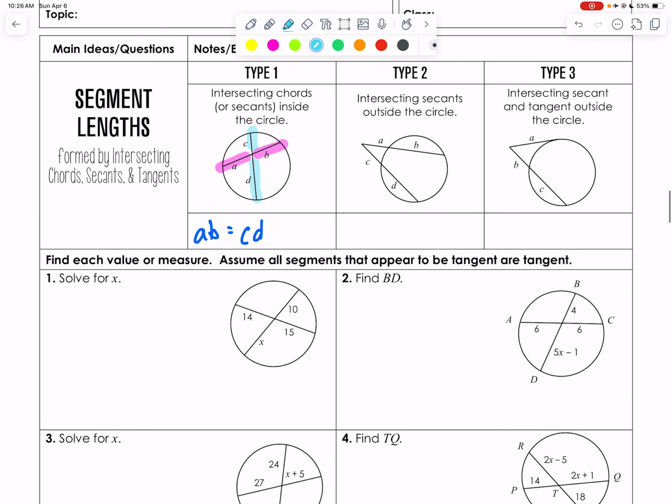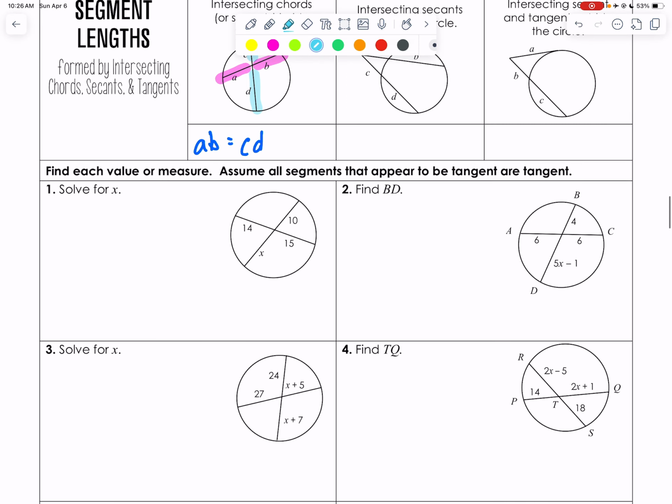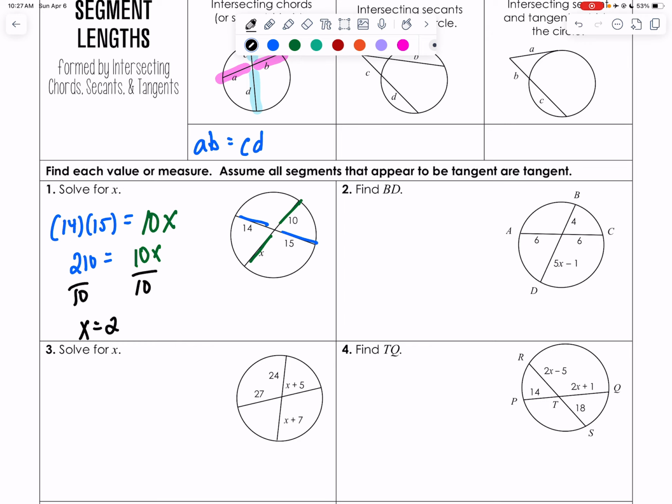Let's look at a couple examples. So let's look at number one here, where we are solving for x. So this right here, we are going to do A times B. So we are going to do 14 times 15 is equal to C times D, so 10x. We're solving for x, so we got to figure out what 14 times 15 is. That is 210 is equal to 10x. Divide by 10. And if I do that, I get x to be 21.